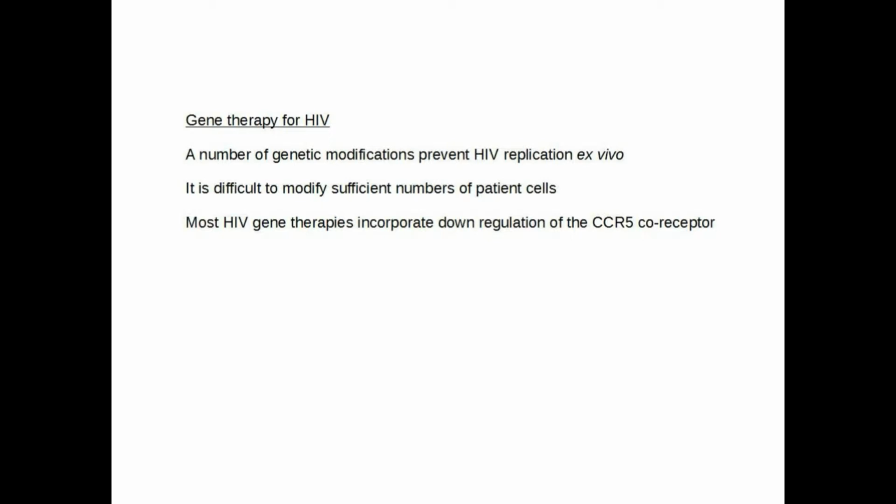Most gene therapies for HIV aim to downregulate or delete the CCR5 co-receptor. The potential of downregulating the CCR5 co-receptor is based on the results of an HIV-positive leukemia patient who received a 100% ablated bone marrow transplant from a CCR5-negative donor. That patient has remained HIV negative without antiviral medications.